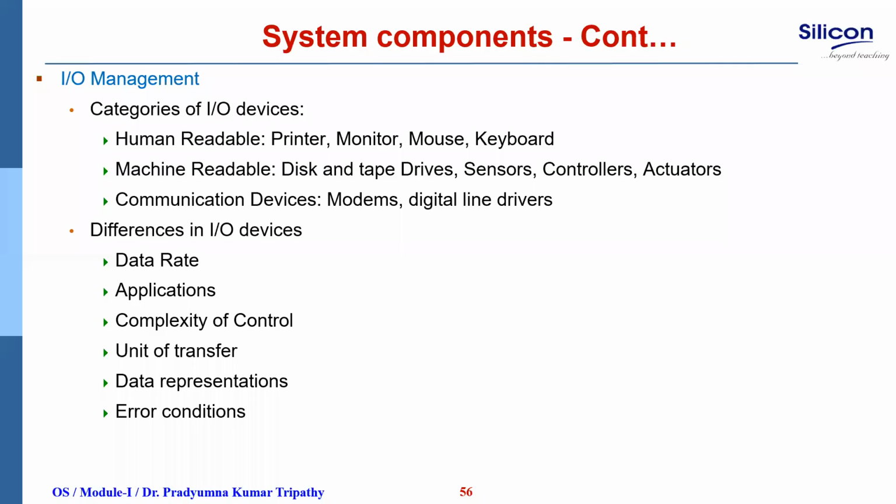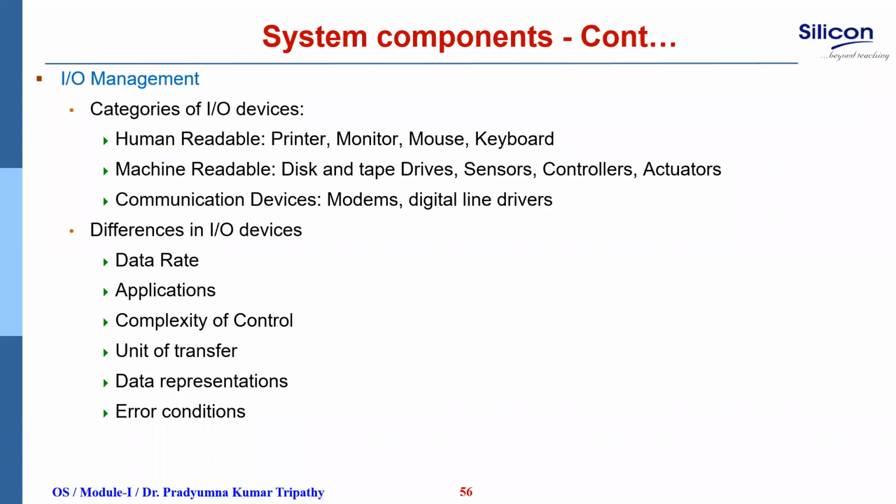The next one is I/O management. I/O management says that there are various types of input output devices. How can these I/O devices be managed? Now the question is, why manage these I/O devices? Because all these I/O devices are different in nature, both in operation and in their characteristics. How can they be managed?